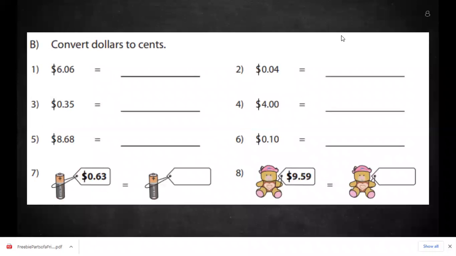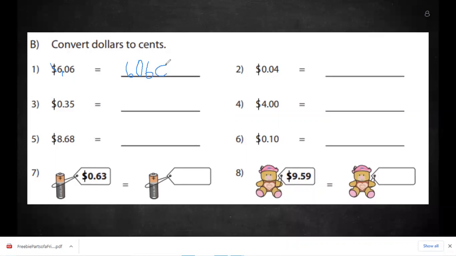Now we're going to convert dollars to cents. Remember, all you have to do for this is you need to take away the decimal, take away the dollar sign, and put the cent sign at the end. So let's practice. So I'm taking away the dollar sign and I'm taking away the decimal point, and that's going to make number 1 606, and we can't forget to put our cent sign at the end.